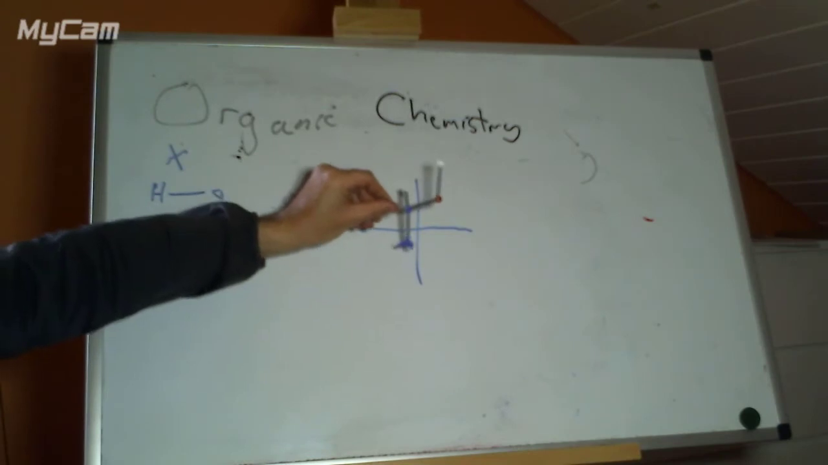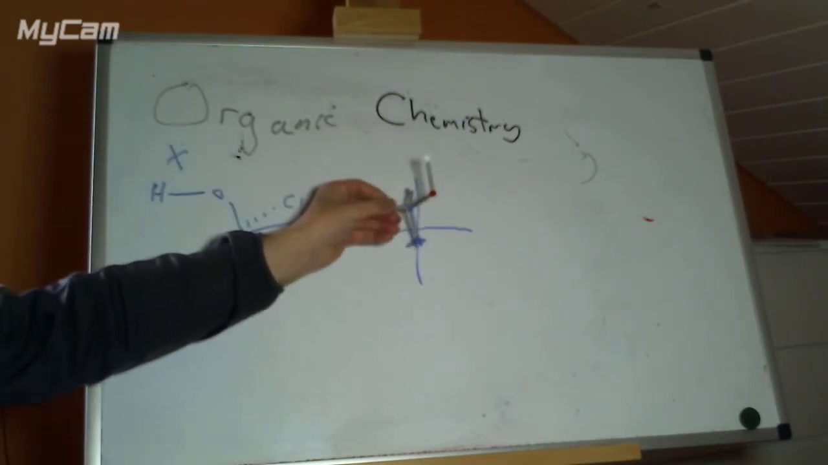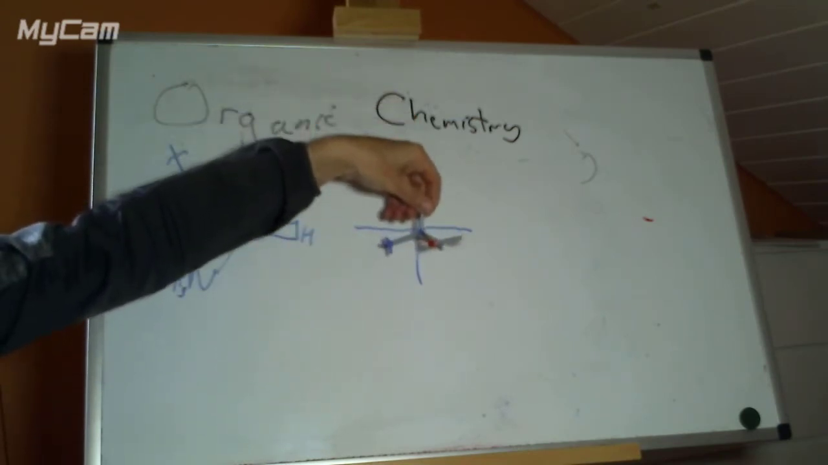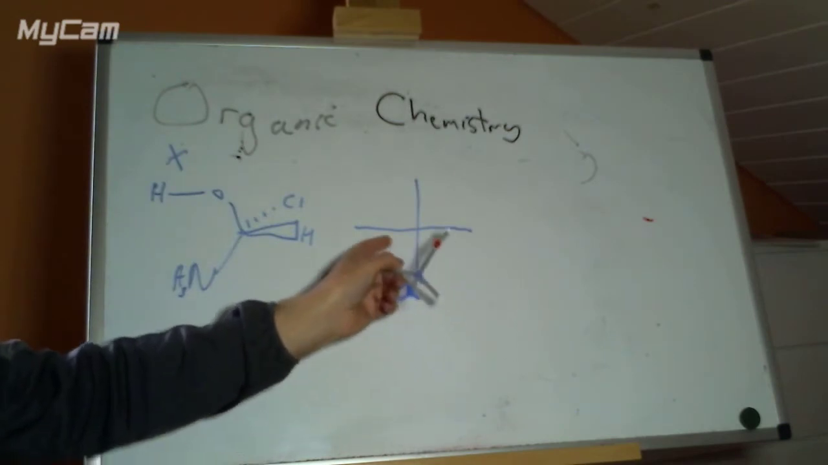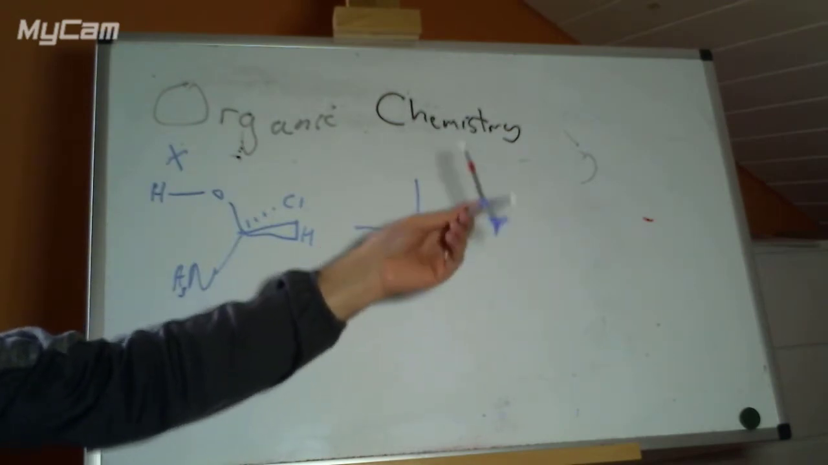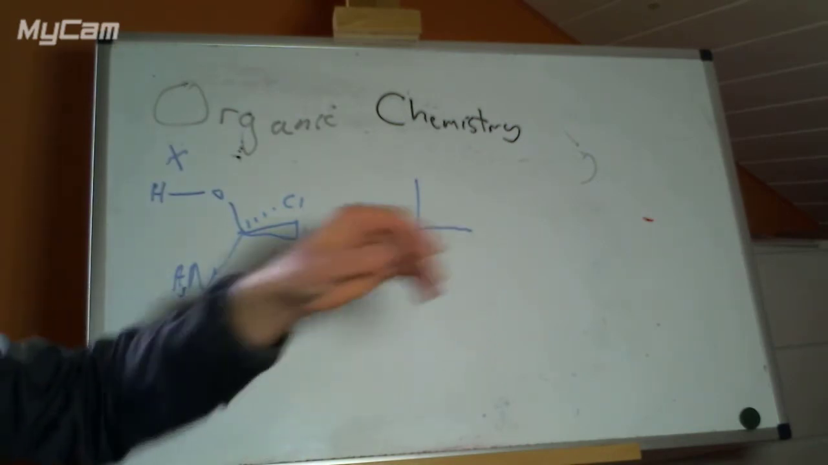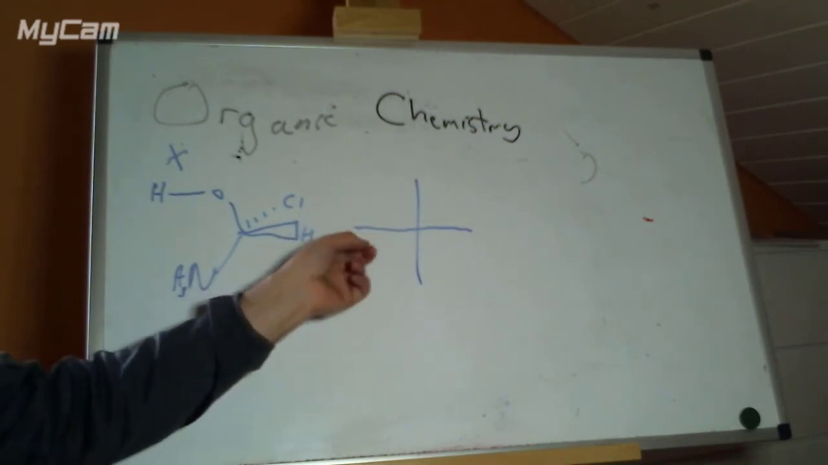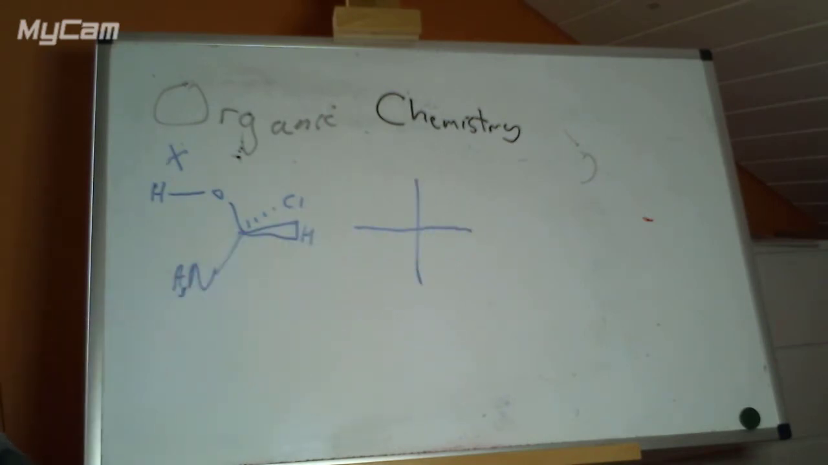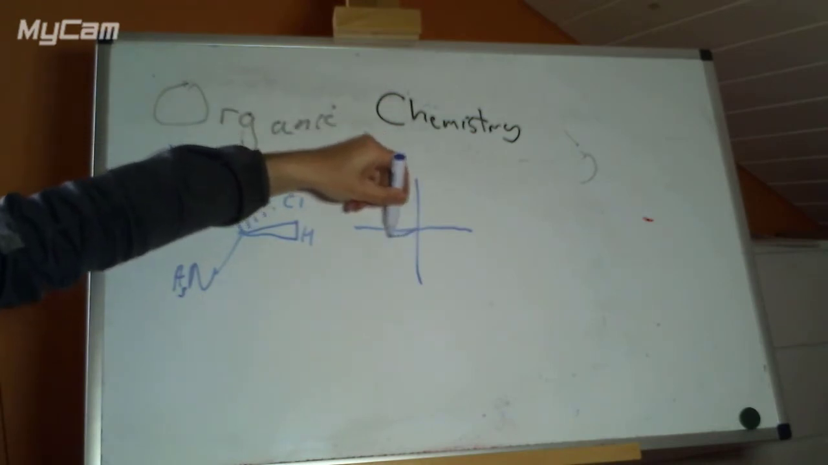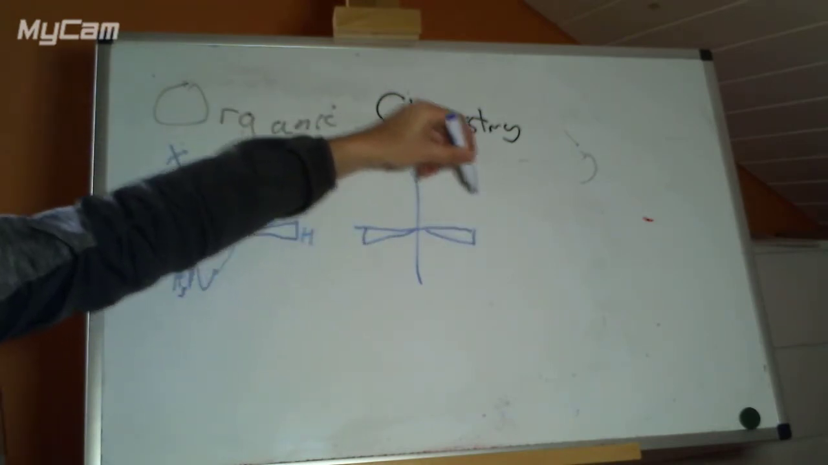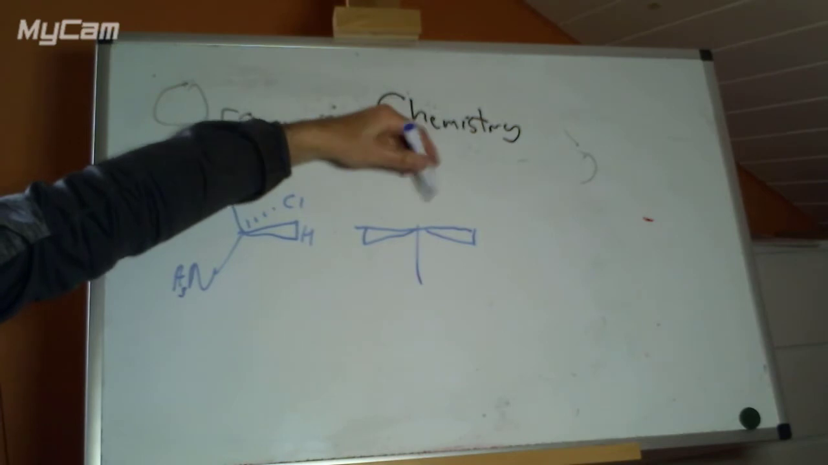Obviously, if we don't have a convention, then it's unclear whether it's like this or like this. So we need to have a convention that just says horizontal ones are pointing towards us or horizontal ones are pointing away from us. We would call this a Fischer projection, and the convention is that the horizontal atoms are pointing towards us. So we can draw that as these pointing towards us like this, and the vertical ones are pointing away from us.